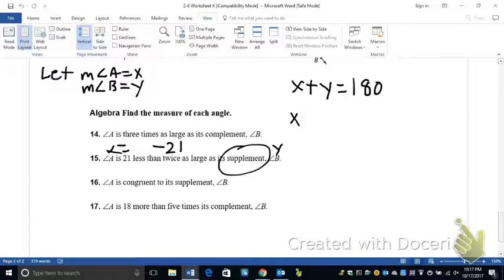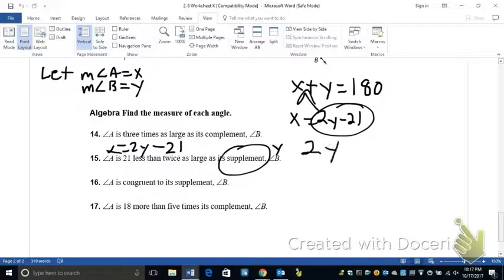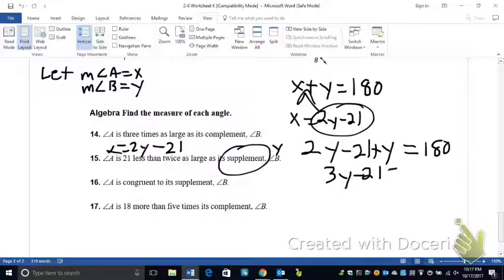And then on the front end, we have twice as large, so that's 2 times y. So that's our second equation, x equals 2y minus 21. And just like in number 14, we're going to do some substitution. So that gives us 2y minus 21 in place of the x, plus y, equals 180 degrees. Combine like terms or simplify. We get 3y minus 21 equals 180.